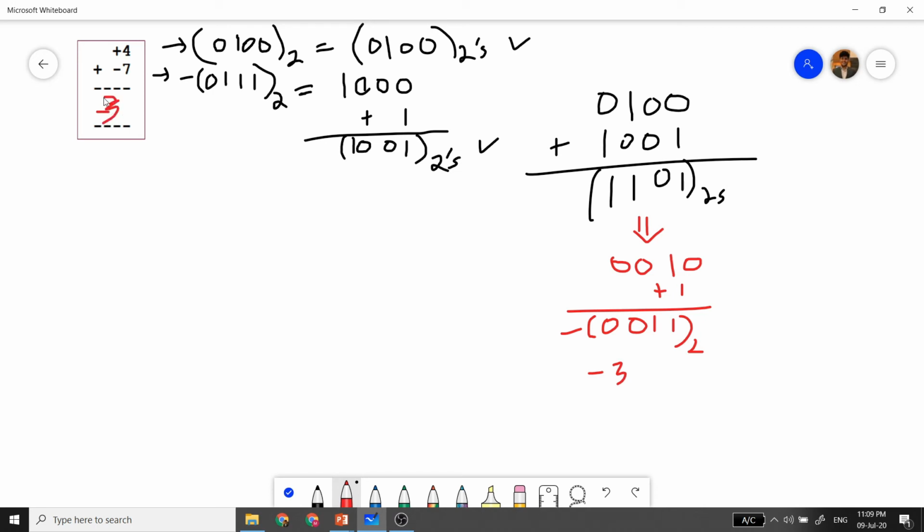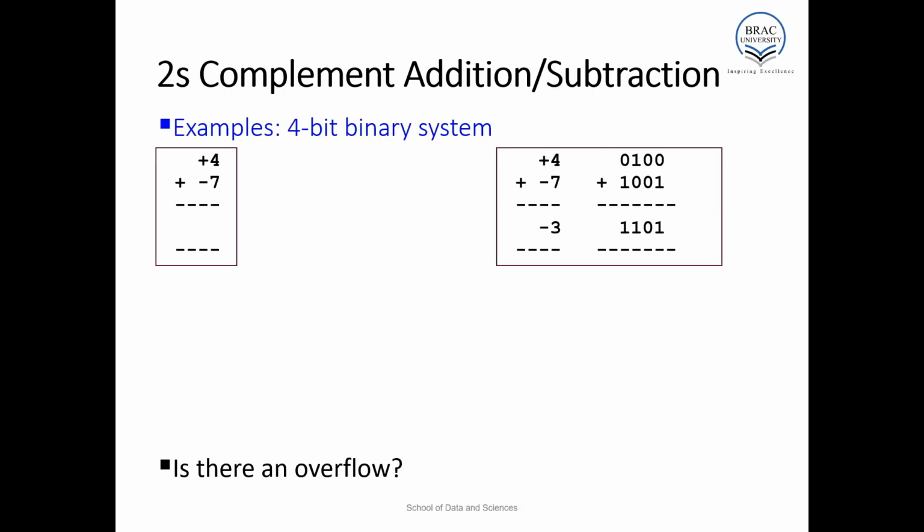So as you can see, this also falls in my range. My range is from minus 8 to plus 7. Is there an overflow? No, there is no overflow, because I am adding two different sign numbers, a positive number and a negative number. When I add two different sign numbers, there can never ever be an overflow. Moving on to the next example.